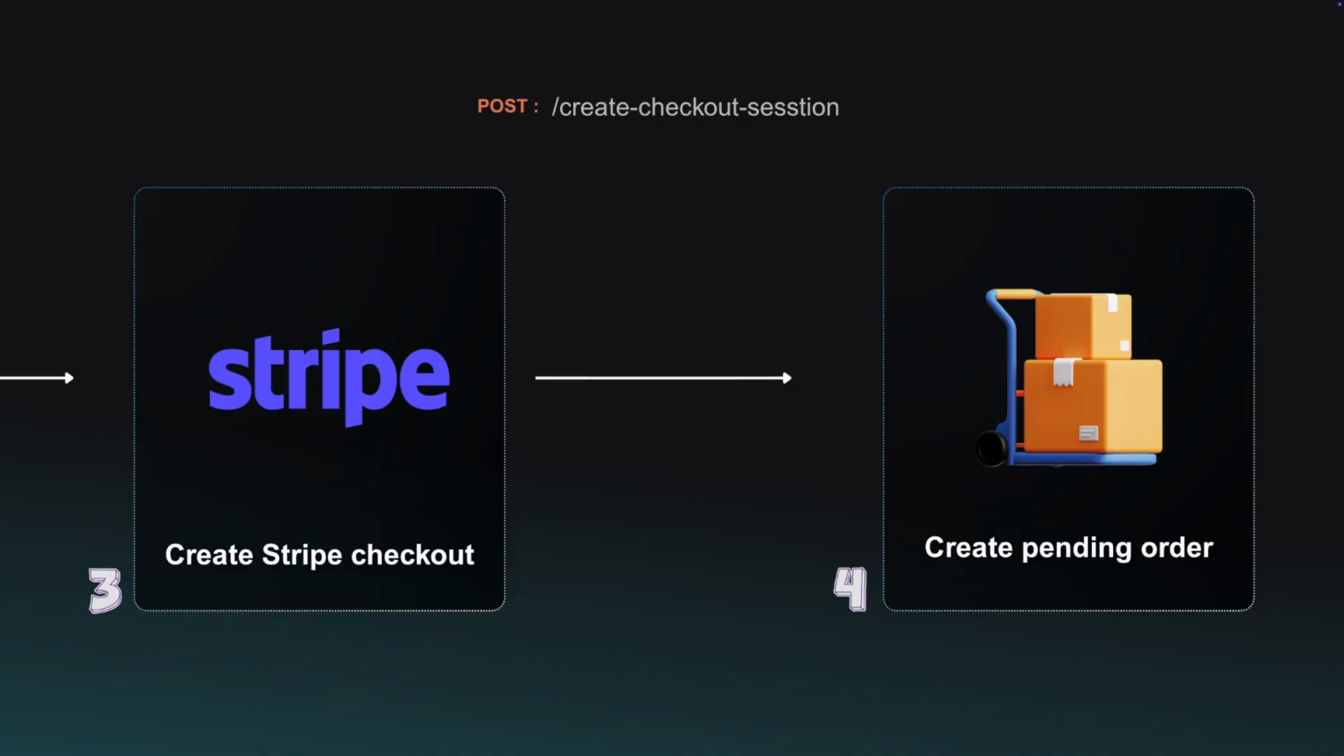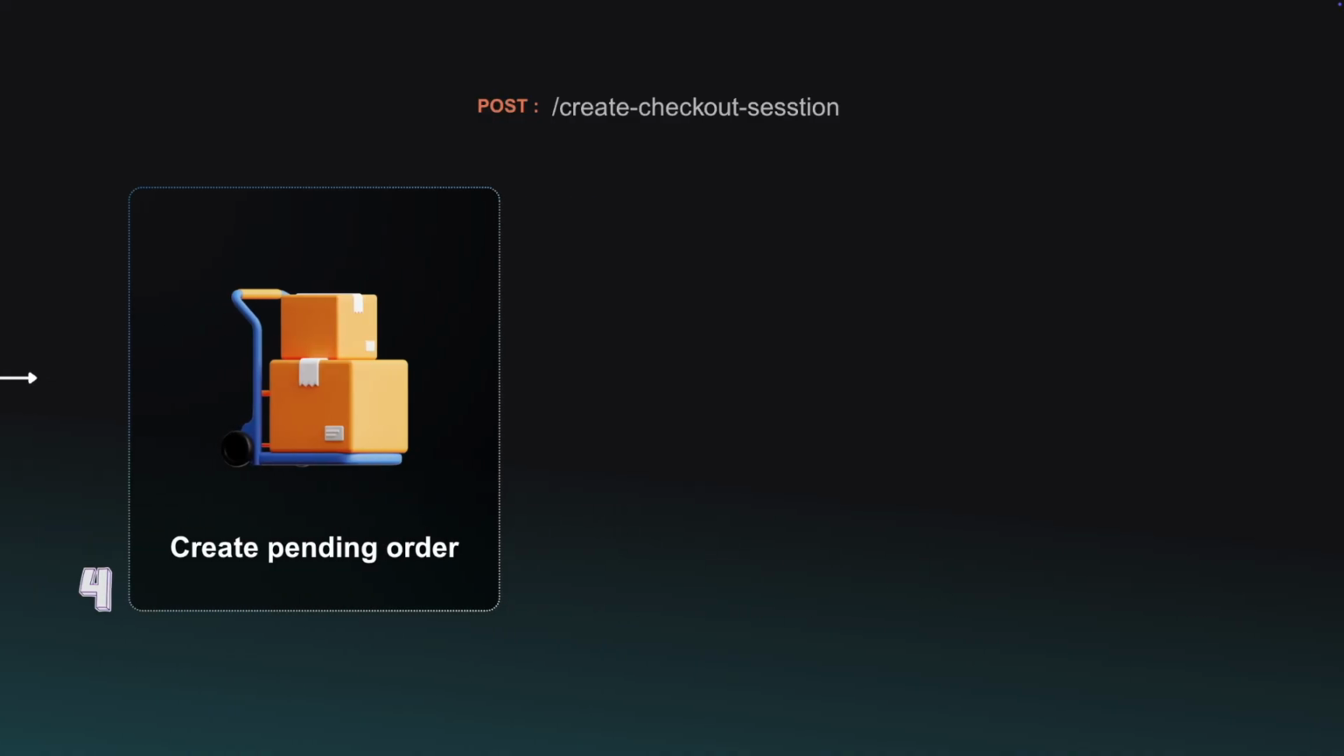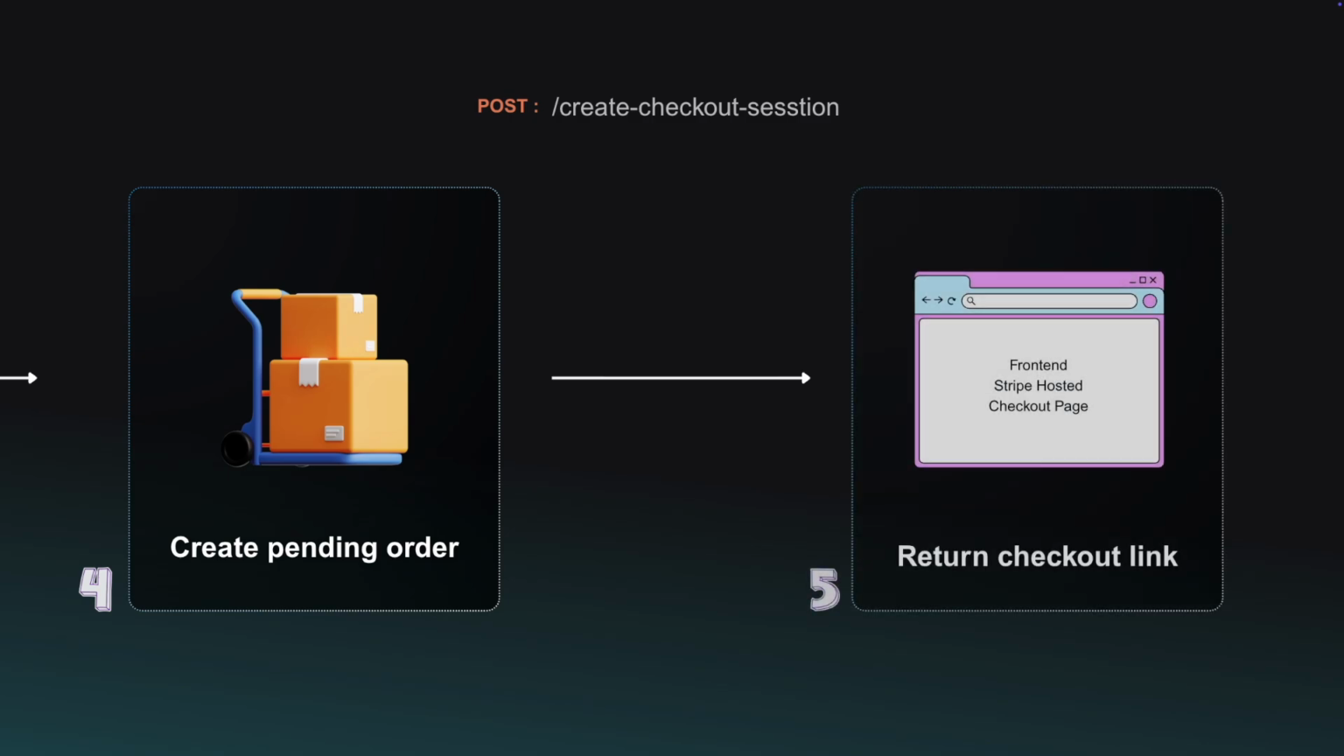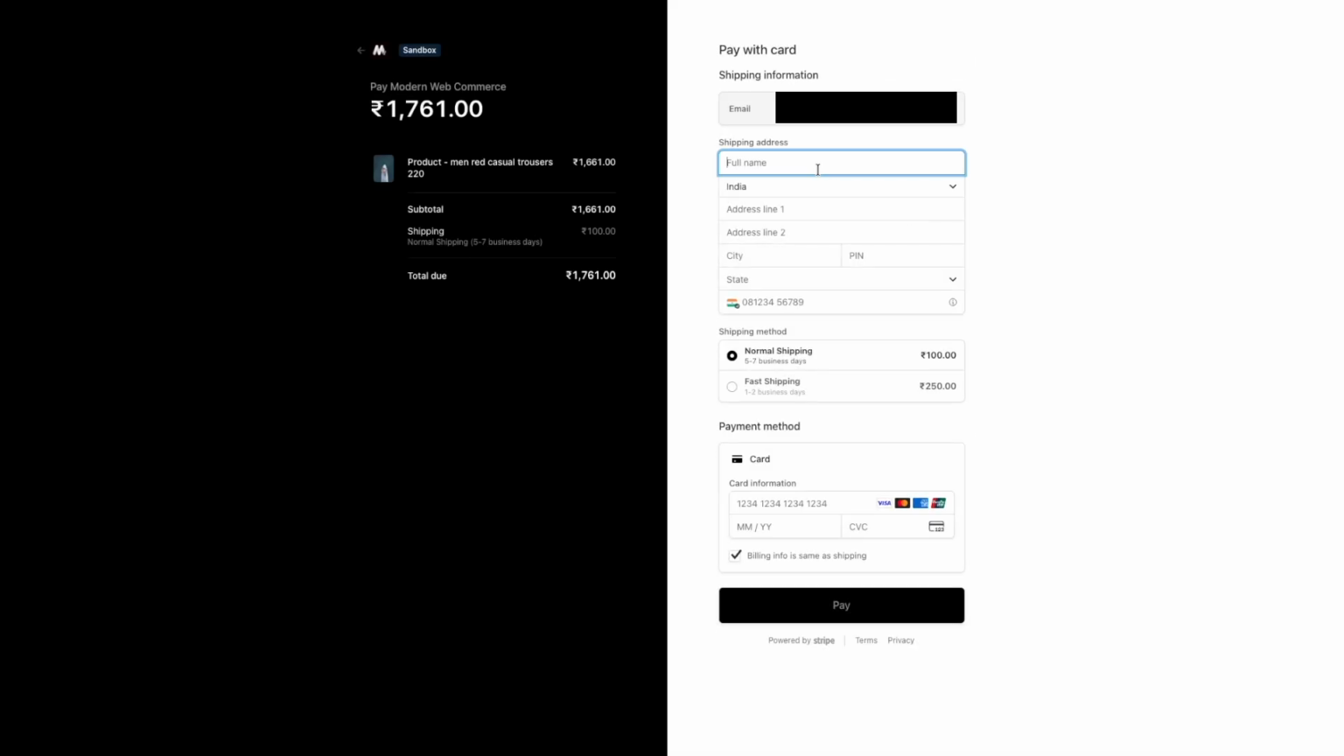At this point, no payment has been made yet, but the server still creates an order to bridge the checkout with the order completion later. And at the end, it sends the checkout URL in response to the front end. The front end redirects the customer to Stripe, where the payment is processed.